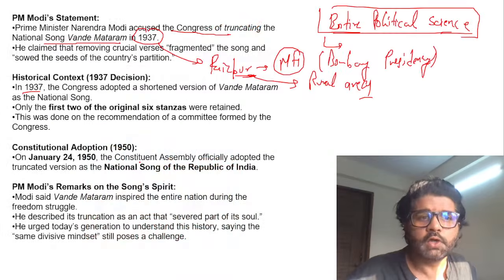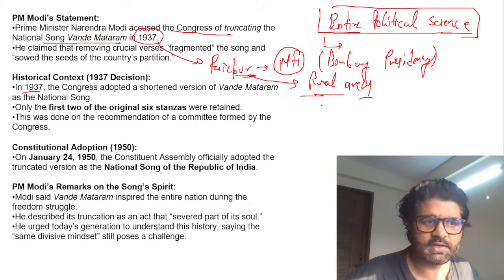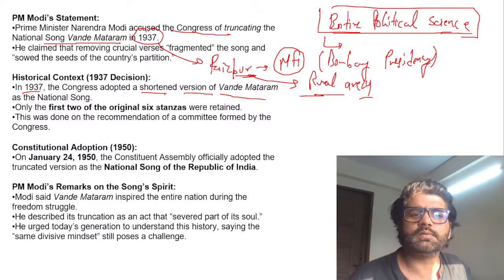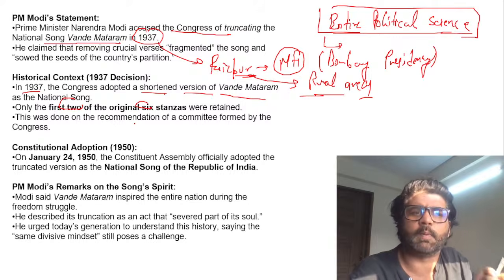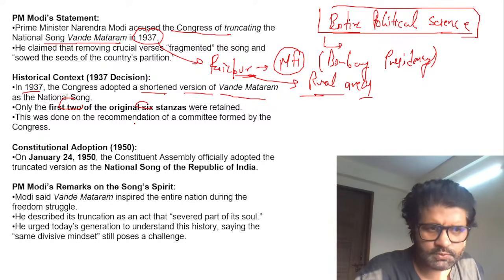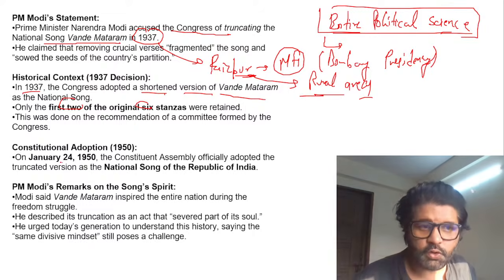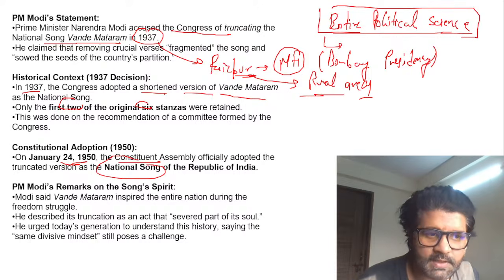Oh, yes, let's focus. So 1937 Faizpur session, the first Congress session which happened in a rural area. In 1937, Congress adopted a sorted version because they felt that out of the six stanzas, only two should be adopted, as the other stanzas had some religious, communal connotation. So, and Modi sir is like, yeah. What we're discussing: on January 24, 1950, the Constituent Assembly adopted it as the national song. We're talking about Vande Mataram.